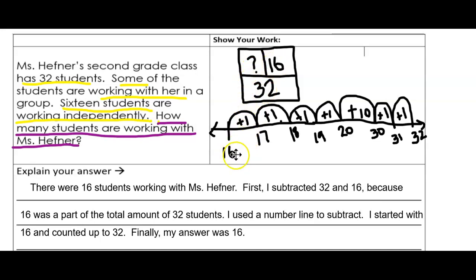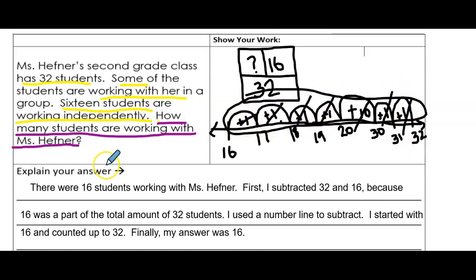So we start at 16 and we count up to 32. 16 is not a friendly number, so we add 1 to get to 17, add 1 to get to 18, add 1 to get to 19, add another 1 to get to 20. 20 is a friendly number, add 10 to get to 30, we're almost there. Add 1 more to get to 31 and 1 more to get to 32. If you counted all of your skip counts at the top, you have 10, 11, 12, 13, 14, 15, 16. Boys and girls, there are 16 students working with Mrs. Hefner.